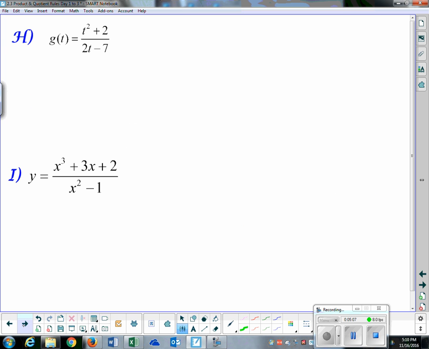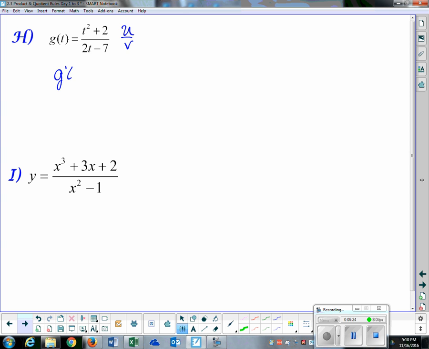Next problem, letter H. Definitely a quotient rule, and I can't really change it into anything else at this point that I could work with. So we're just going to have to start out with that. I'm going to let this be U and this be V, and go into the pattern.